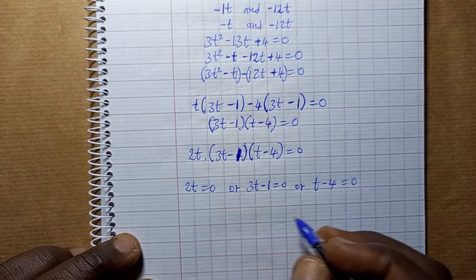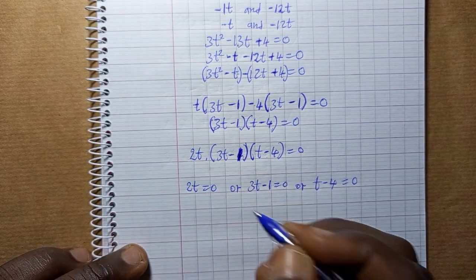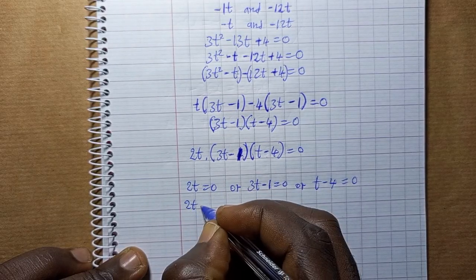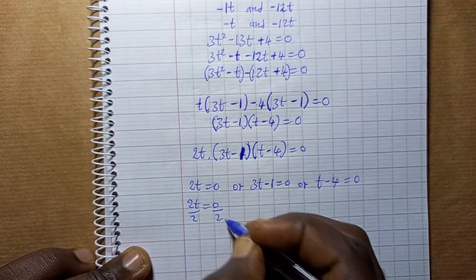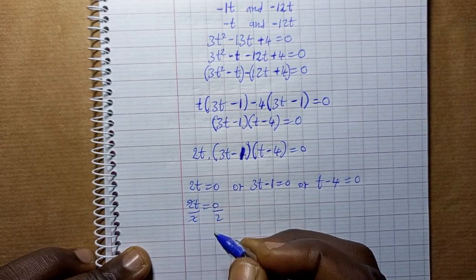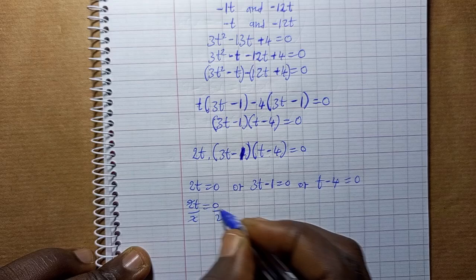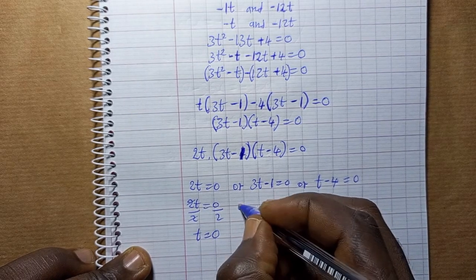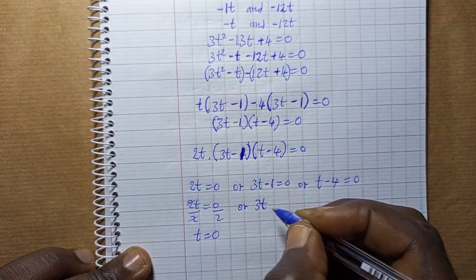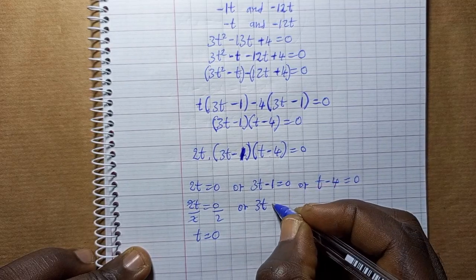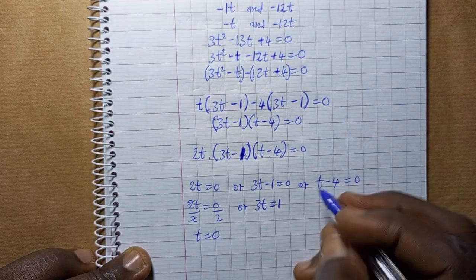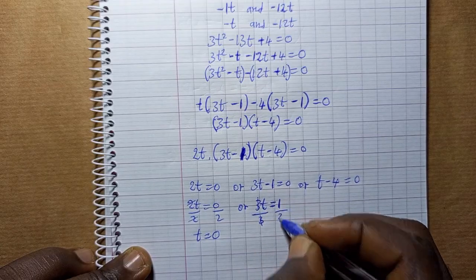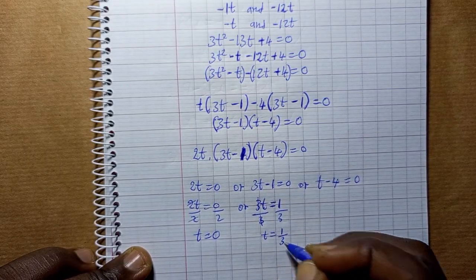So here we're going to divide both sides by 2. Divide both sides by 2. That is 2t equals 0, over 2, over 2. The 2 will cancel out 2. Then 0 divided by 2 is 0. So here t is equal to 0. And here, 3t minus 1, the 1 will cross over and turn to 1. Then at this point we'll divide both sides by 3. So 3 will cancel out 3. We have 1 over 3. t is equal to 1 over 3.